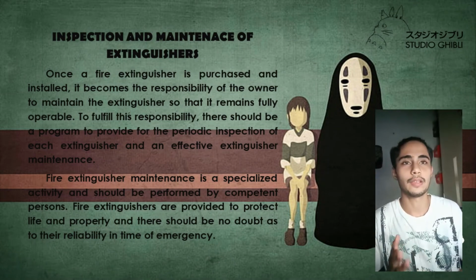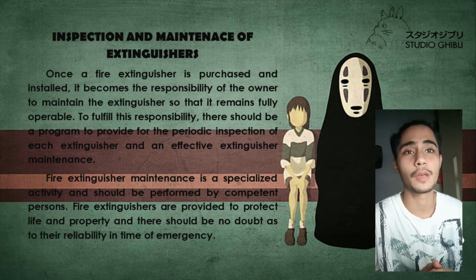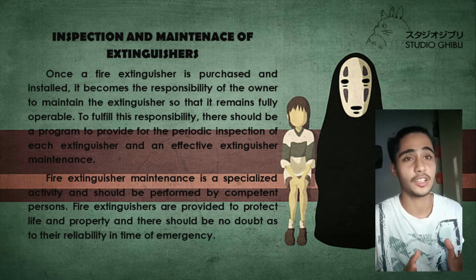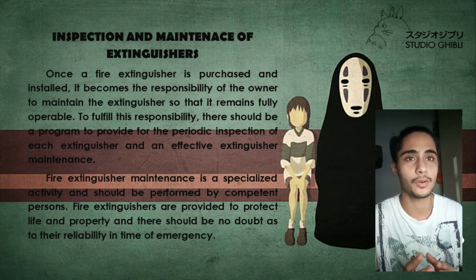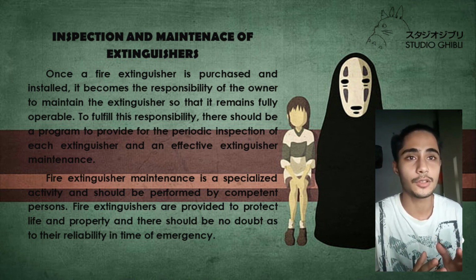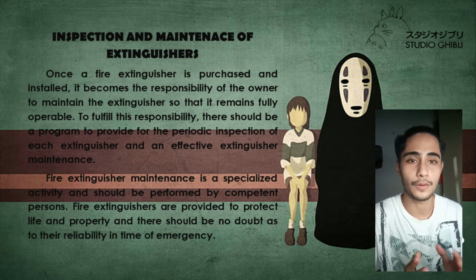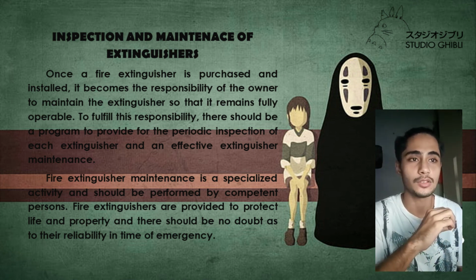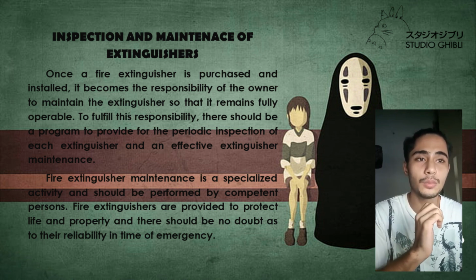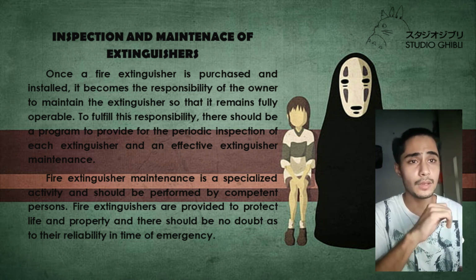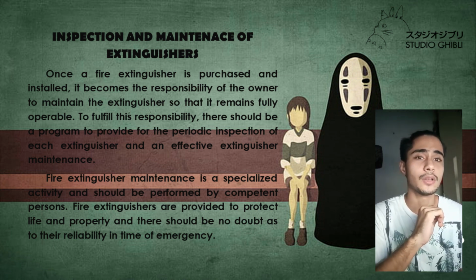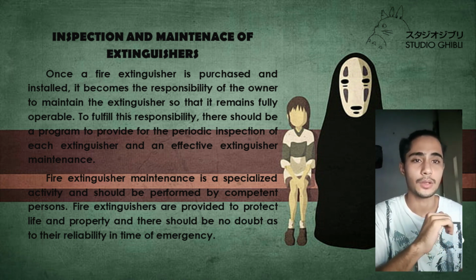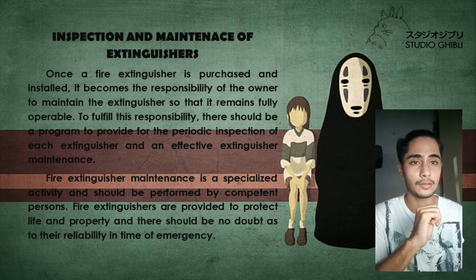So now we are at the inspection and maintenance of extinguishers. Once a fire extinguisher is purchased and installed, it becomes the responsibility of the owner to maintain the extinguisher so that it remains fully operable. To fulfill this responsibility, there should be a program to provide for the periodic inspection of each extinguisher and an effective extinguisher maintenance. Fire extinguisher maintenance is a specialized activity and should be performed by competent persons. Fire extinguishers are provided to protect life and property, and there should be no doubt as to their reliability in time of emergency.